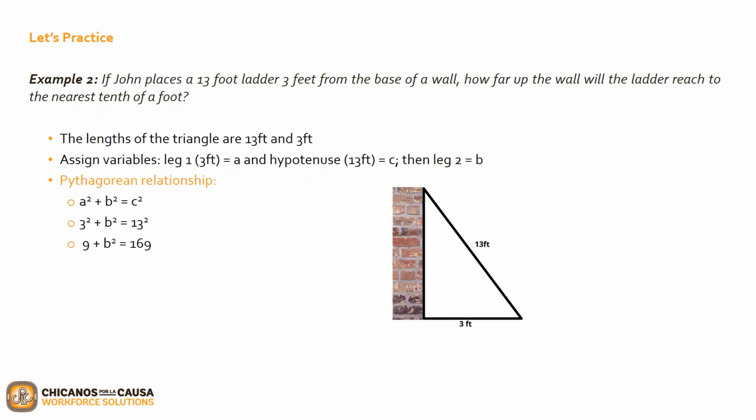So therefore, when we subtract 9 from the left side, we are left with b squared. And when we subtract 9 from the right side, we are left with 160. So now we have b squared equals 160. That translates into b equals the square root of 160. Therefore, giving us the answer of 12.6 feet. So the ladder is going to reach a little bit more than 12.5 feet in distance.